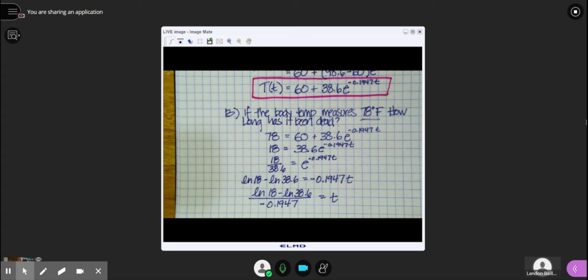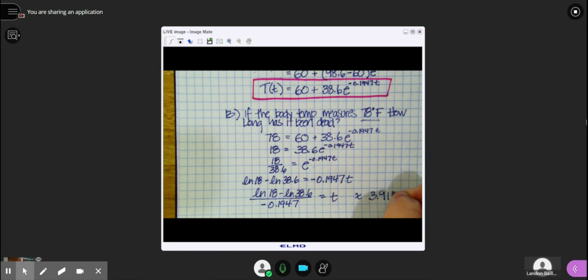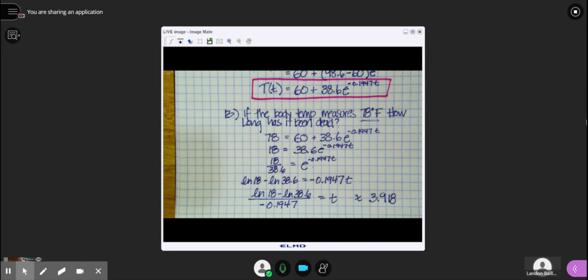You got something? Yeah, and I also got like a 3.918. No, I'm still typing because again, I forgot the parentheses. All right. So I got 39.18 and the time would be in what?